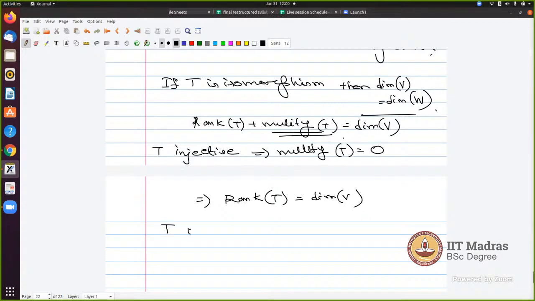And T is surjective means what? T is surjective means rank of T is the same as the dimension of W. So the dimension of W and the dimension of V are the same.